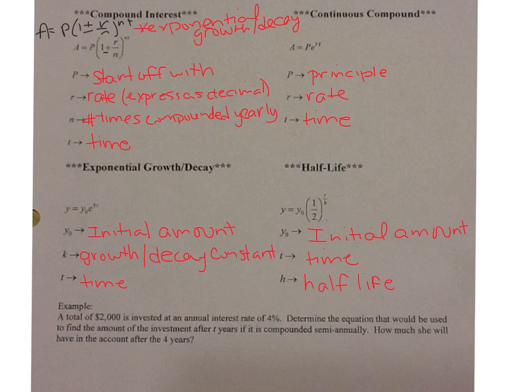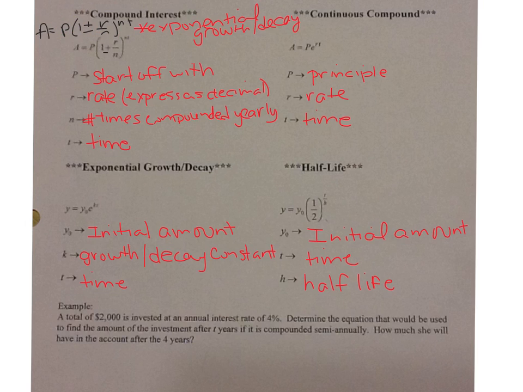All right, so let's look at the problem down here at the bottom. It says a total of $2,000 is invested at an annual interest rate of 4%. Determine the equation that would be used to find the amount invested after 2 years if compounded semi-annually. How much she will have in the account after 4 years. Okay, so this is an investment, so we're going to use the compound interest rate here.